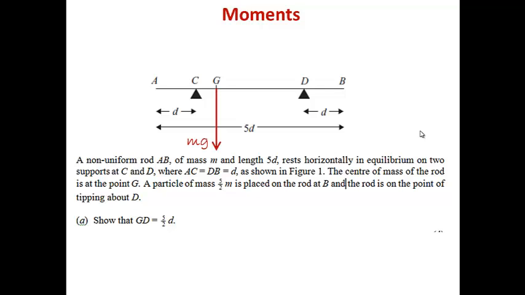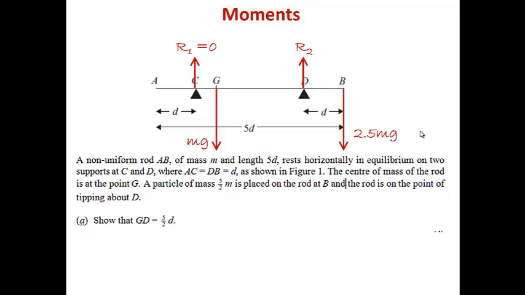Let's mark on the forces. We have the mass of the rod, we have the mass of the particle put at B, and we have reactions at C and D. As the rod is on the point of tipping about D, that tells us that the reaction at C must be 0.